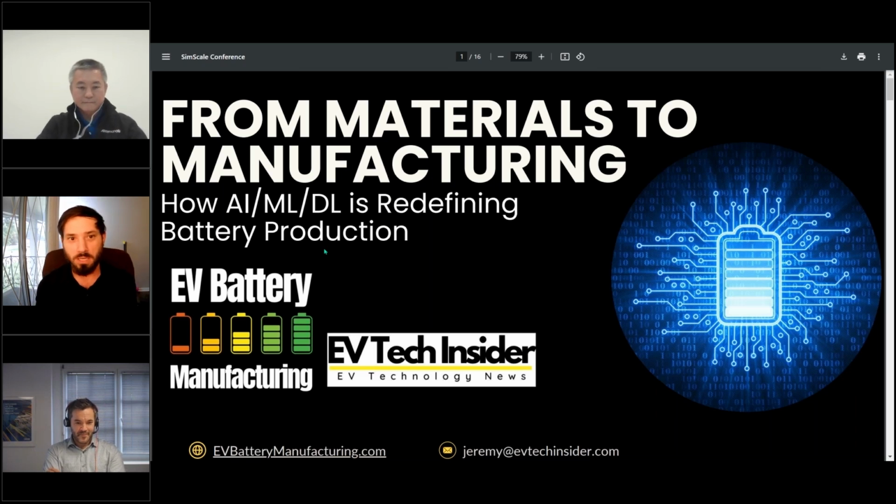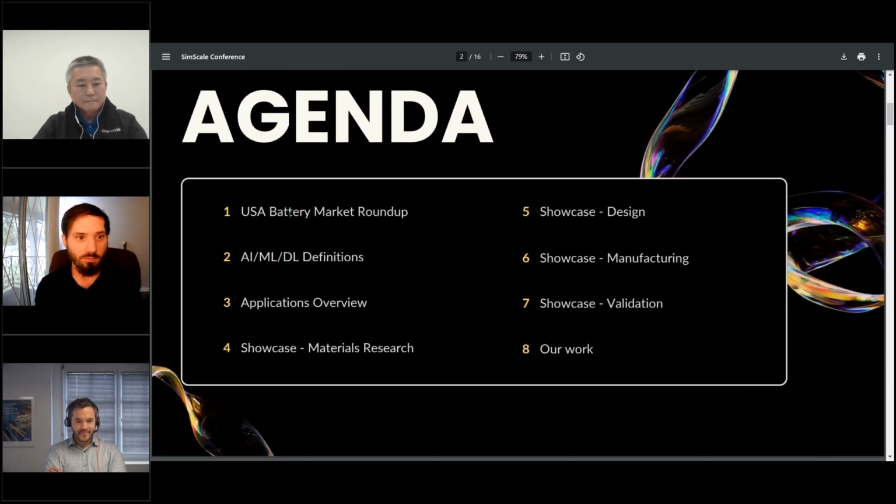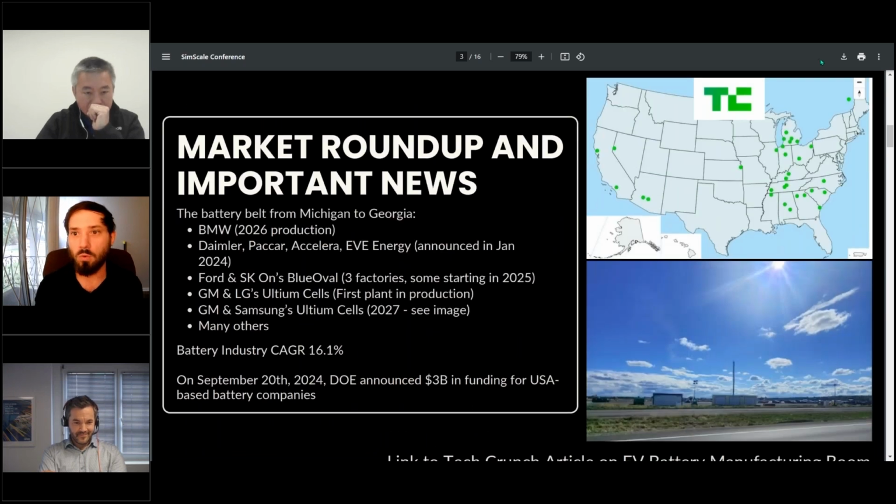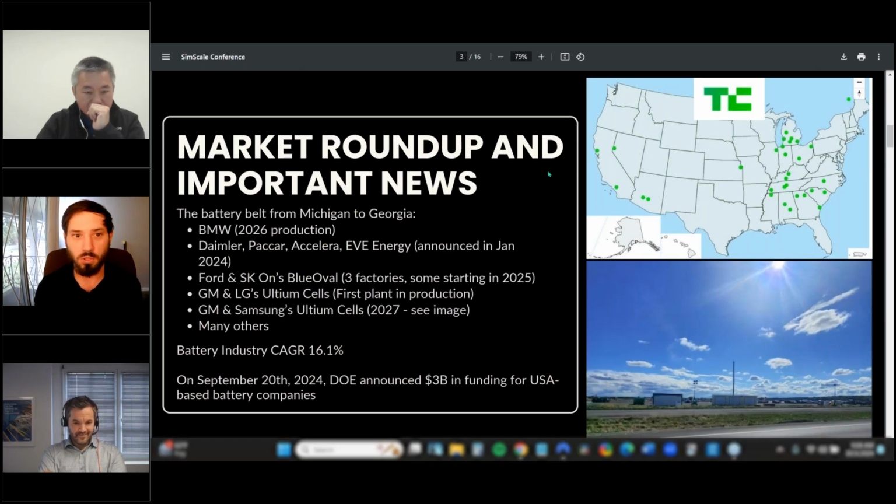But my presentation is from materials to manufacturing, how artificial intelligence is redefining battery production. On the agenda today, first I'm going to start off with a quick roundup of the US battery market, some quick definitions, and then I'm just going to showcase what a bunch of companies are doing, how they're applying AI to make better batteries. So the first thing I'm going to show you is a roundup.